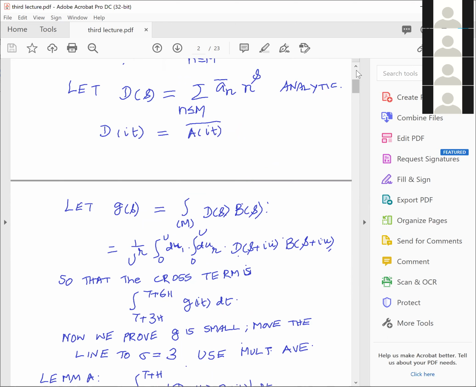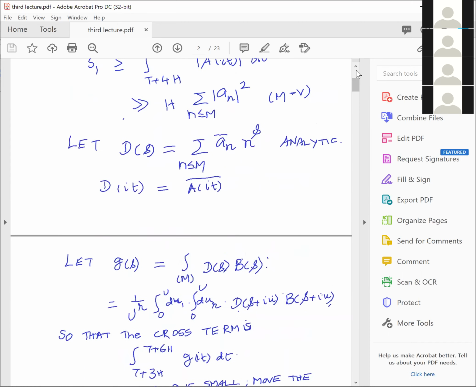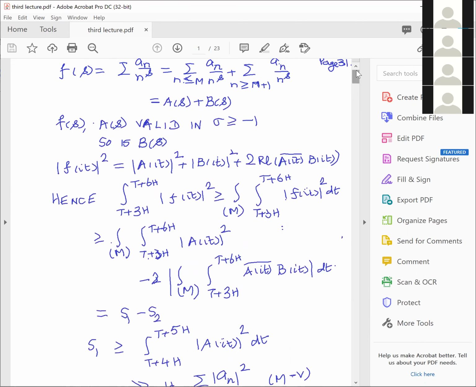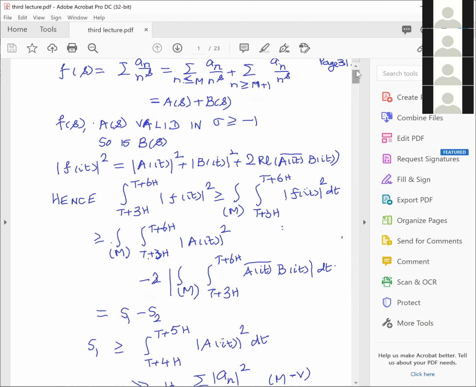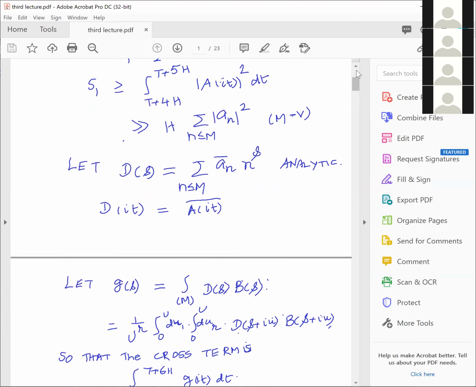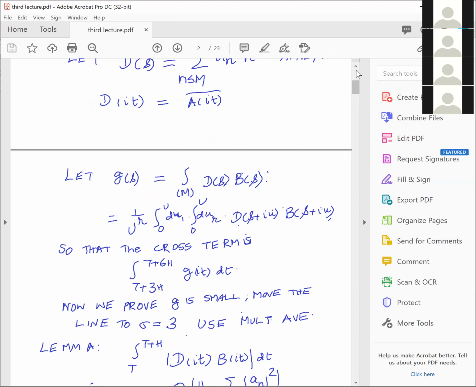And now what we will do is we prove g is small, move the line to sigma equal to 3, and at sigma equal to 3, we have already seen that the multiple averaging would kill it, essentially because the whole sum will go to the b2 part. This is because n is less than m, m is bigger than m plus 1, and therefore log mn will be at least as big as 1 over m, h log mn will be bigger than h over m, which is bigger than t power epsilon, and then multiple averaging will take care of it. Therefore, that's all we are going to prove today, namely that g is small. And once g is small, then we are already done.